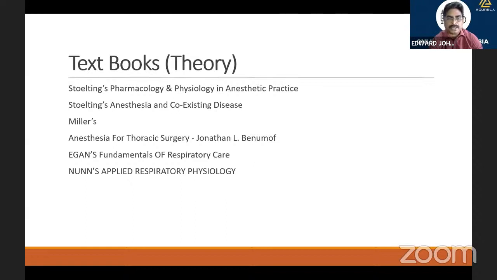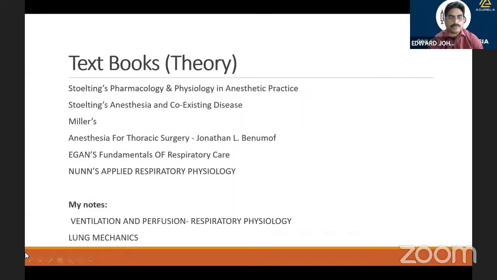Egan's and Nunn's are the wonderful physiology books you have to read. When you come to the second year and third year, you have to read the anaesthesia for thoracic surgery books. My notes are also available for the theory part, but it is not complete. So I will give the tips for the examination.